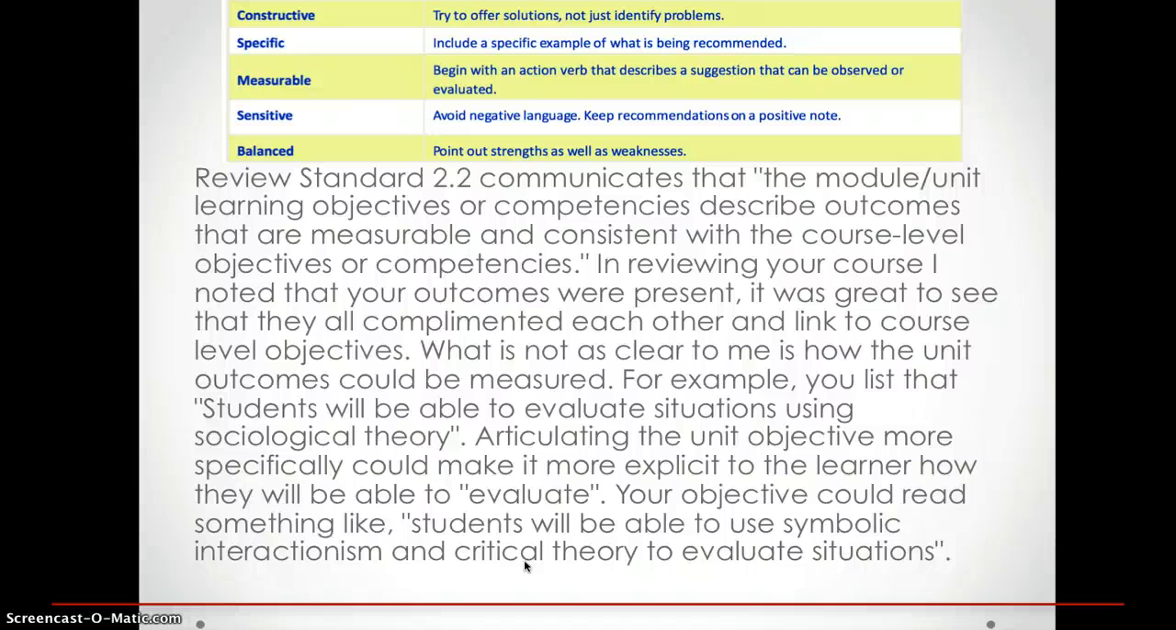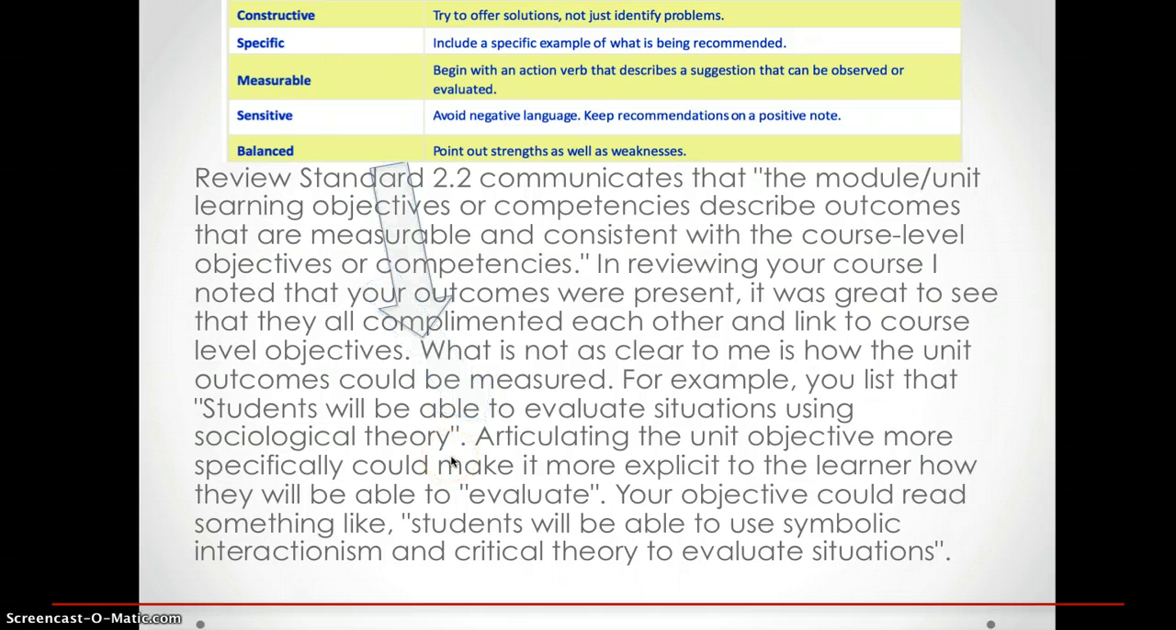So let's look at this. As you can see, this is constructive. Articulating the unit objective more specifically could make it explicit. That's constructive feedback, as you can see right here. And it's also very specific. Your objective could read something like that, which is a very specific example. And then if you look again at articulating the unit objective, if they were to do this, I could measure whether they did this or not.